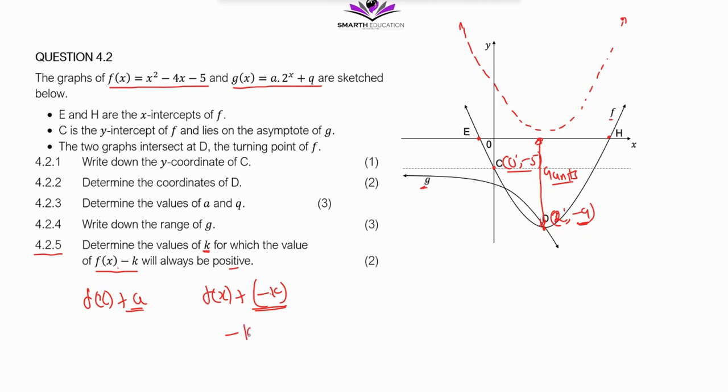So we're saying negative k should be greater than 9. And then we solve this inequality. Okay, so it becomes k is less than -9. Remember, we're dividing by -1, then the inequality sign changes. So if k is less than -9, makes sense. Let's say if k is -10, it will become f of x minus -10, which is f of x plus 10. It's like f of x has been shifted by 10 units upwards.